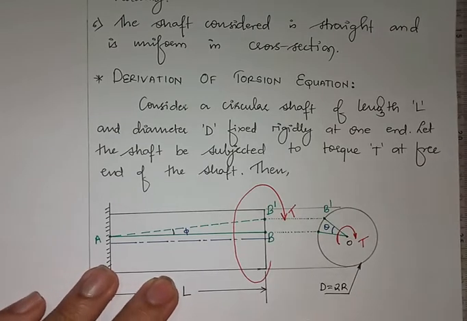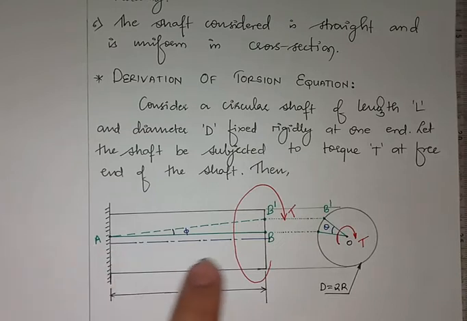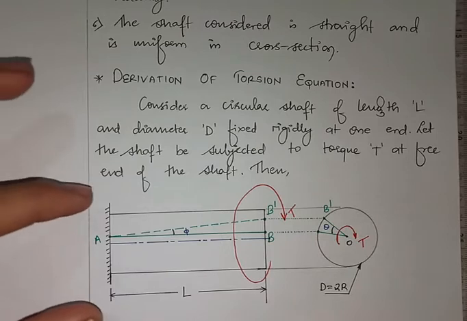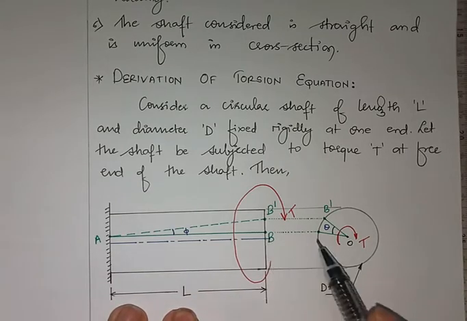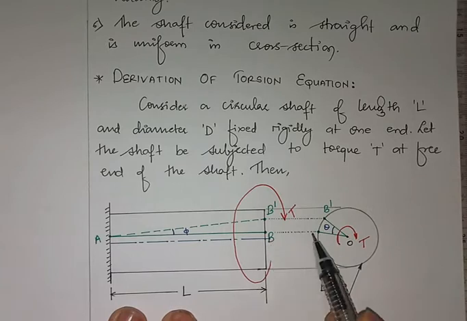Now what I have done, I have considered a fiber AB or a plane AB along the longitudinal axis of the shaft. I have considered a fiber or a plane AB along the longitudinal axis of the shaft. So this point B I have also shown here on the cross section, right? So I have just projected this, I have shown it on the cross section.